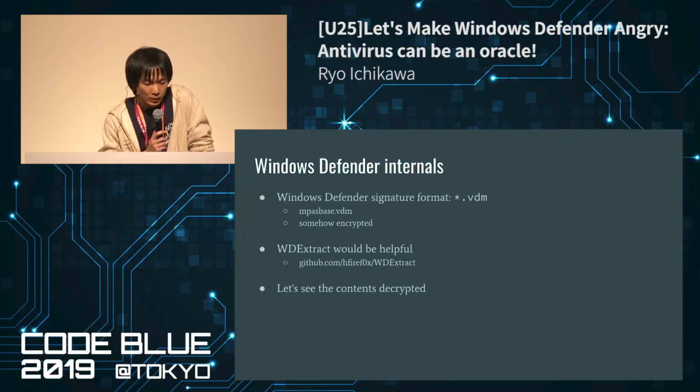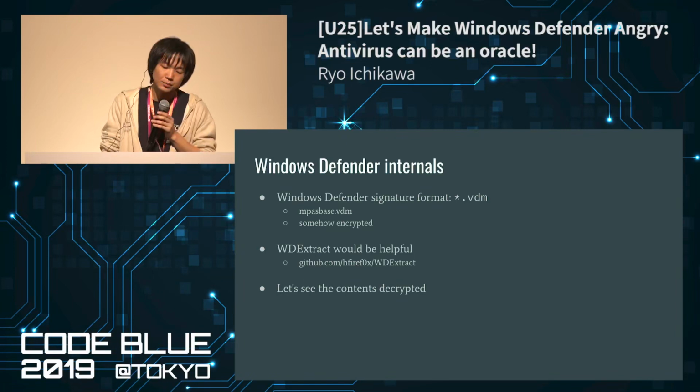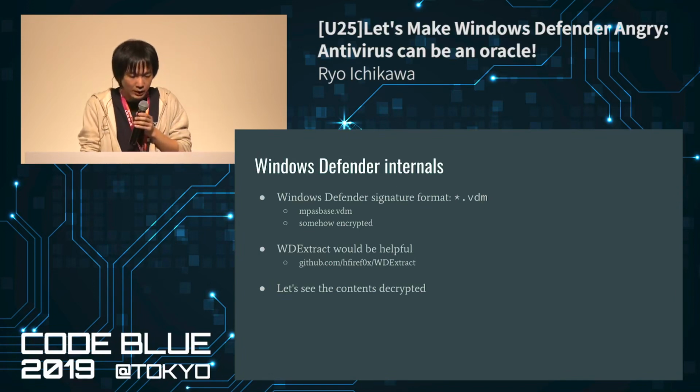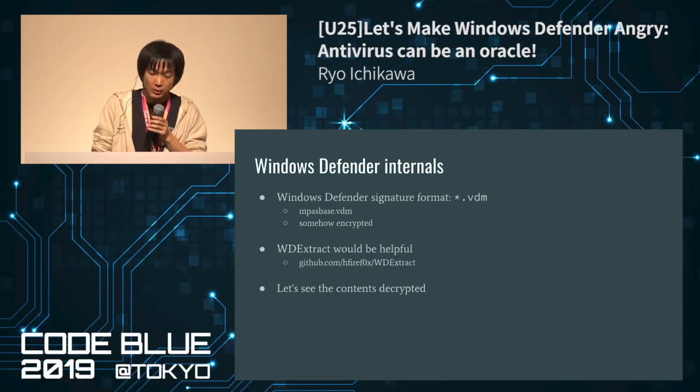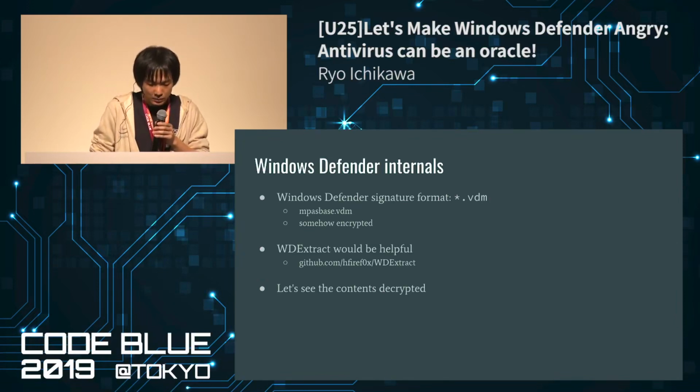So let's talk about Windows Defender internals. The Windows Defender signature format is .vdm. It's a little bit weird. It's somehow encrypted, but basically this is just the signature database for Windows Defender. In this case, WD extract, which is a useful tool to extract VDM files, will be helpful. So let's see the decrypted contents.